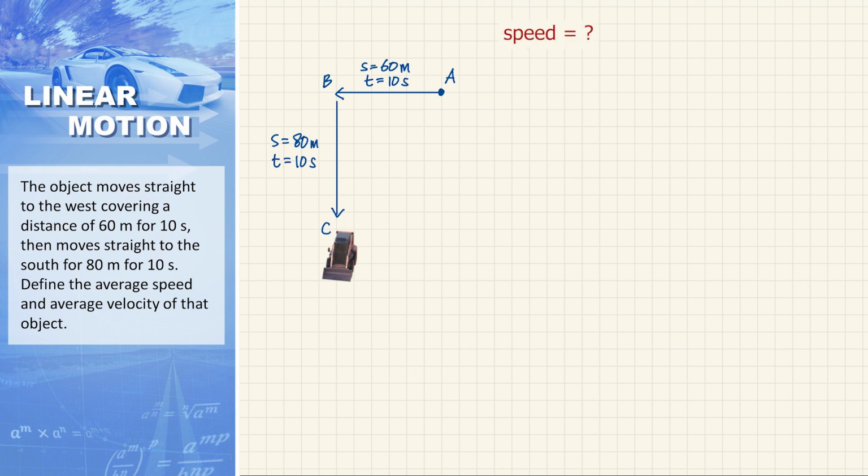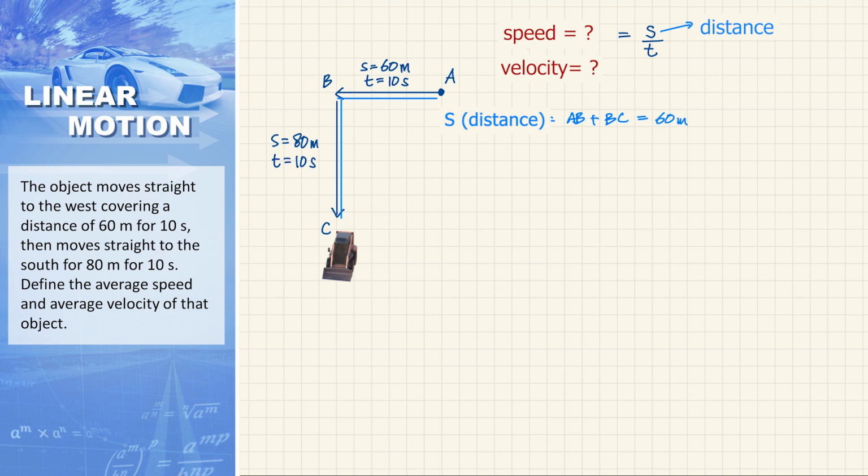We are asked to calculate the speed, and to calculate the velocity of the object. For speed or average speed, the formula is s divided by t, where s represents the distance traveled. In this context, the distance refers to the movement from point A to point B, then from point B to point C. The distance, denoted as s, is calculated as the sum of AB and BC, which equals 60 meters plus 80 meters equals 140 meters.